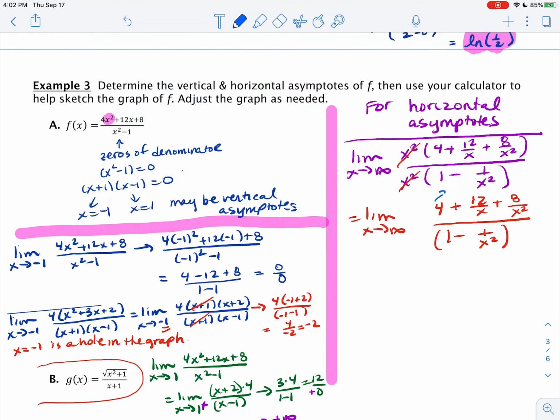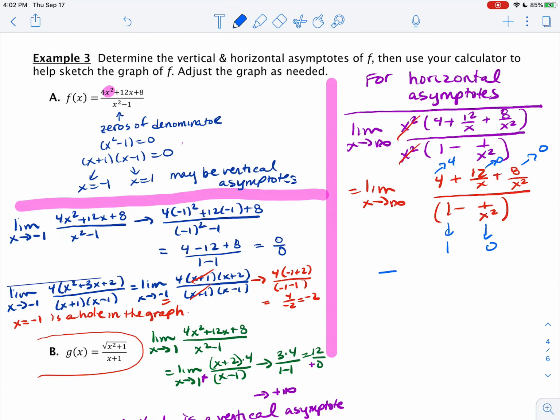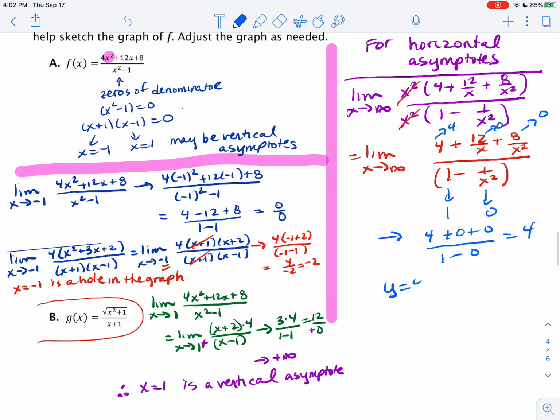And now I'm going to take my limit laws, and I see that 4 is going to 4, 12 over x is going to 0, 8 over x squared is going to 0, 1 is going to 1, and 1 over x squared is going to 0. So this limit is going to 4 plus 0 over 1 minus 0, and that's going to 4. So conclusion, y equal to 4 is a horizontal asymptote.